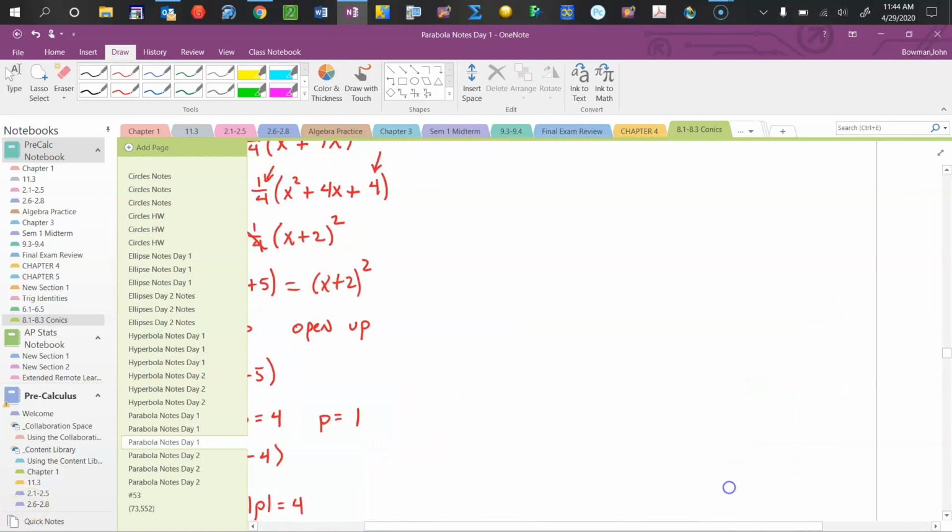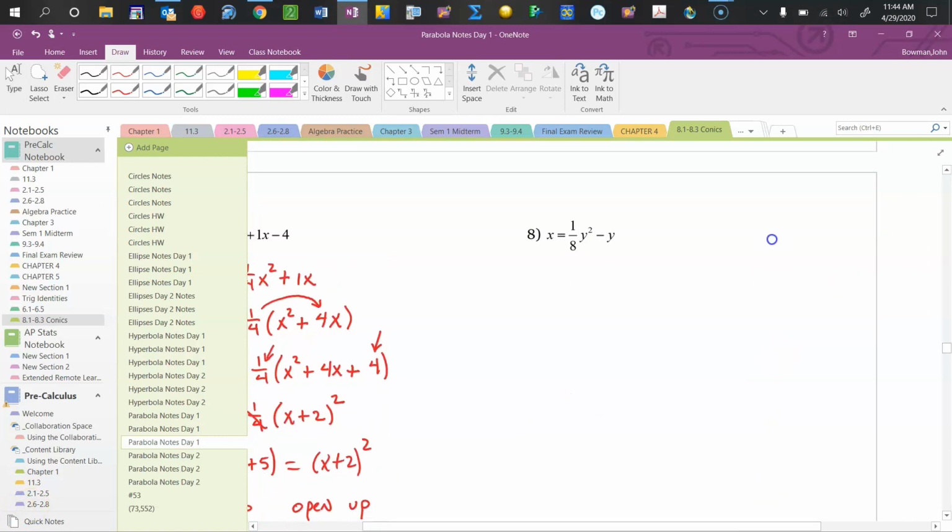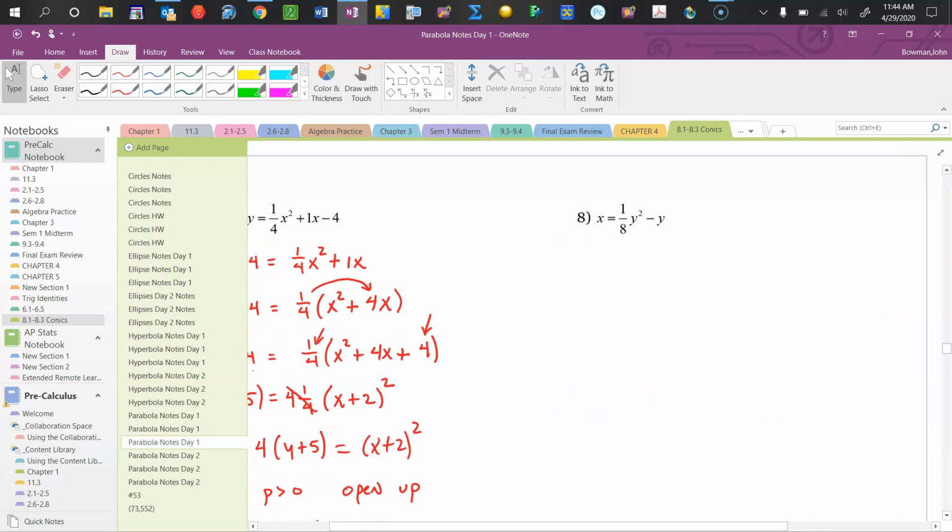Okay, last one. Similar problem, except we're now going to complete the square in terms of y. So you can see that the y term is squared, so that's what we're going to complete the square with. There's no constant on the right-hand side of this equation, so we don't have to move that. What we're going to do is write this as x is equal to 1/8 times (y squared minus 8y), because 1/8 times -8 is going to give us the -1 that we have in the original equation.